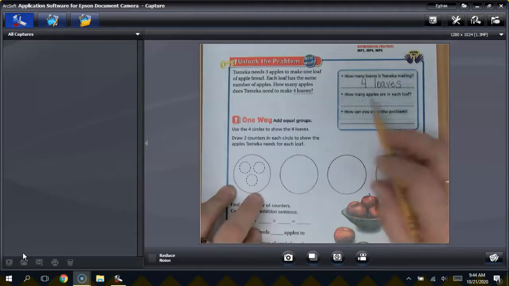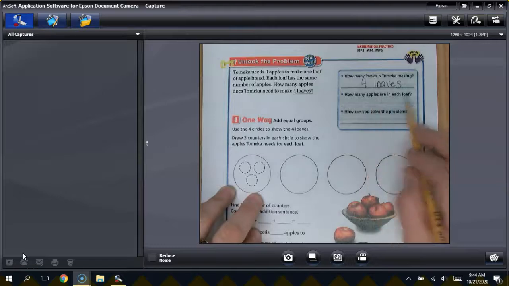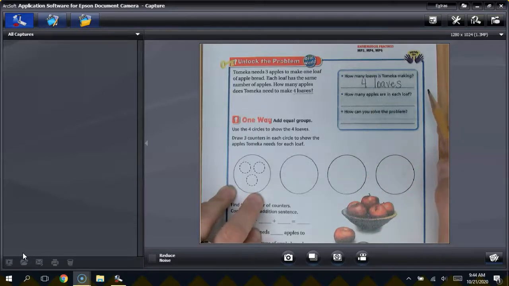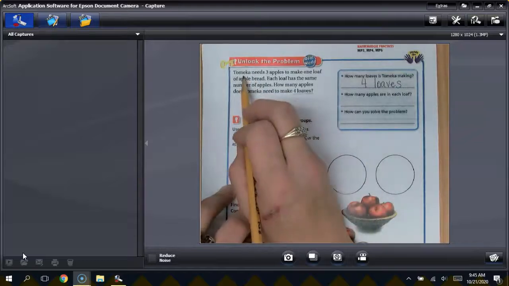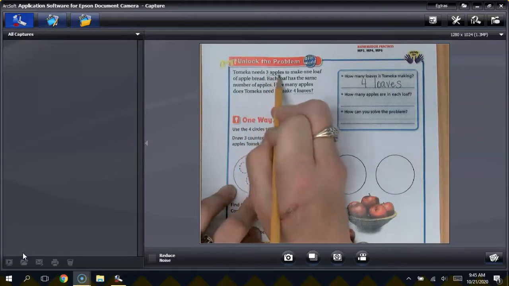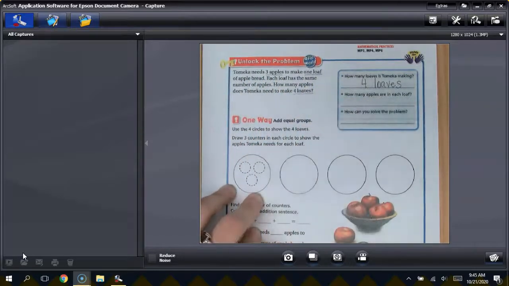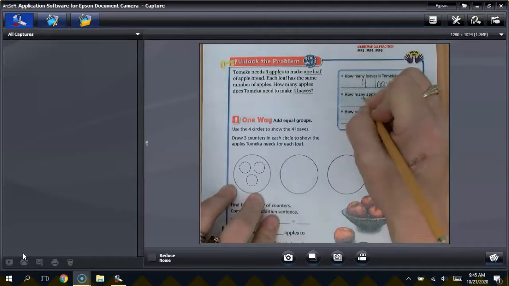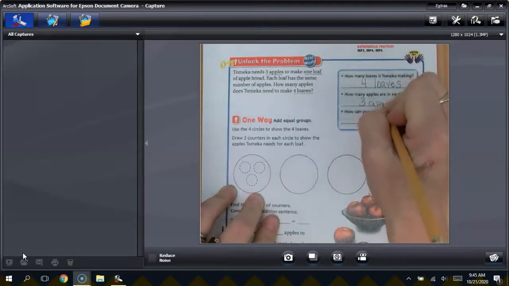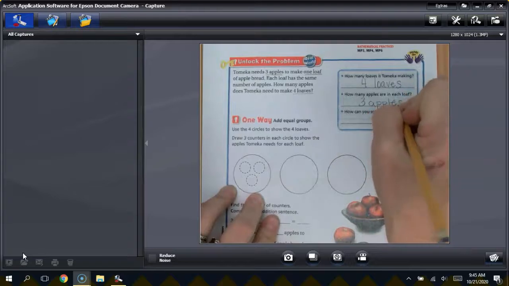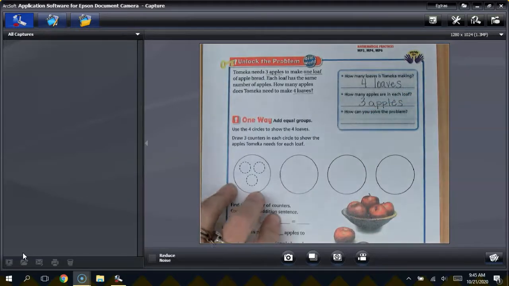My next question says, how many apples are in each loaf? We need to see that because that's important. We need to know how many apples are going to be in each loaf so we know how many apples we're going to need. At the top it says Tamika needs 3 apples to make 1 loaf. So for every loaf that she makes, she's going to need 3 apples.